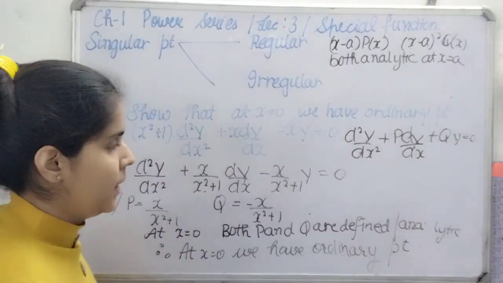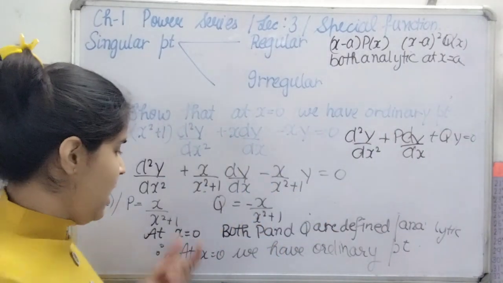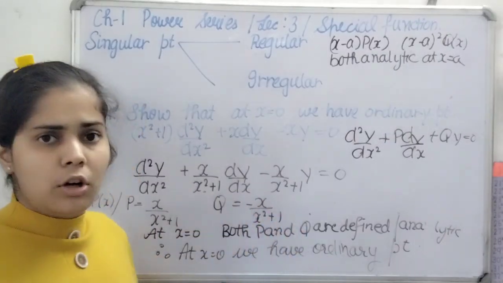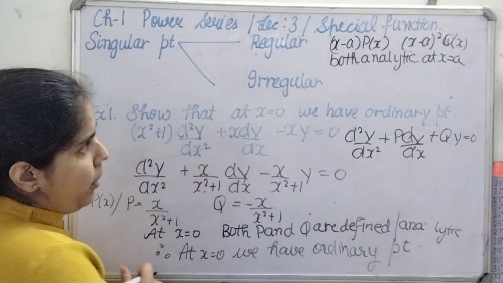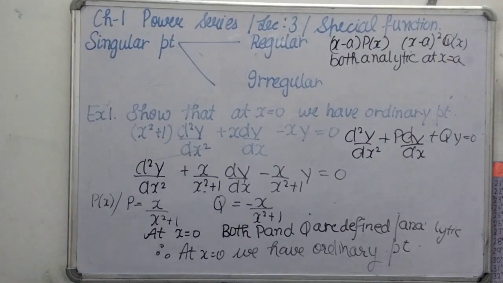This is the step. First we have to compare, then we have to check the function उस point पे define है या नहीं. अगर define नहीं होता, then it is not ordinary. Then we will go for singular point. Singular point में फिर हम check करेंगे कि regular singular है या irregular singular point.